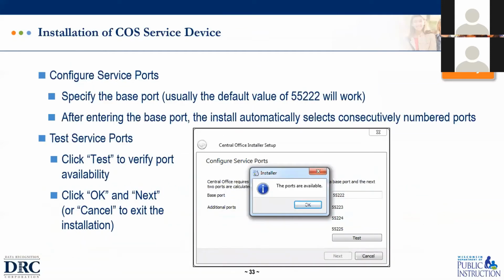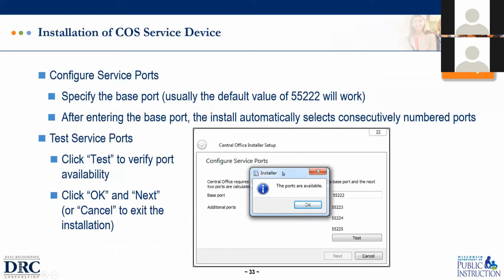So, assuming that most of you are just clicking through and taking the defaults, the other page where you have to actually interact with the installer is for the configuration of service ports. By default, we use 55222 and then the next 3 available ports. It will require you to test the availability of those ports before you move on. Generally, you're going to get that those ports are available. You're going to click OK, click Next, and move on in the configuration.